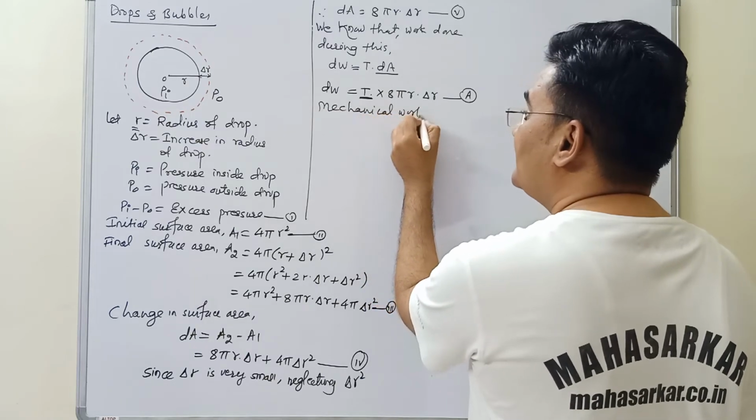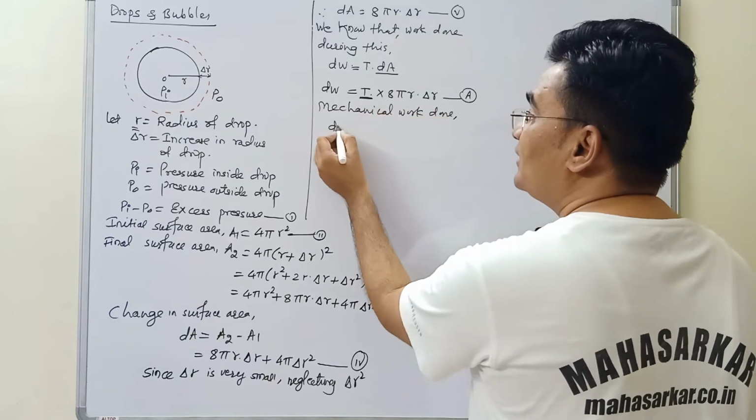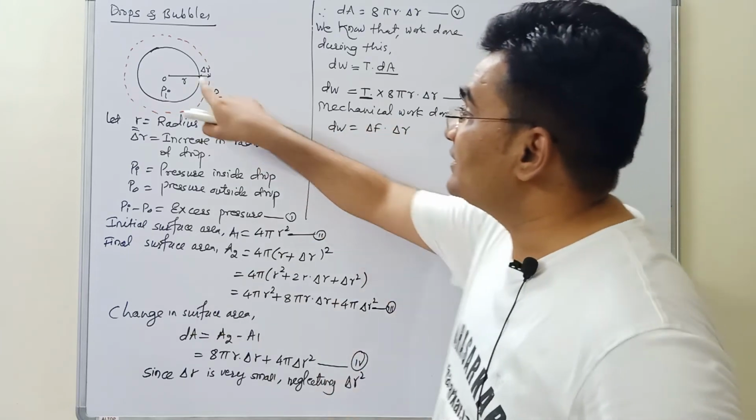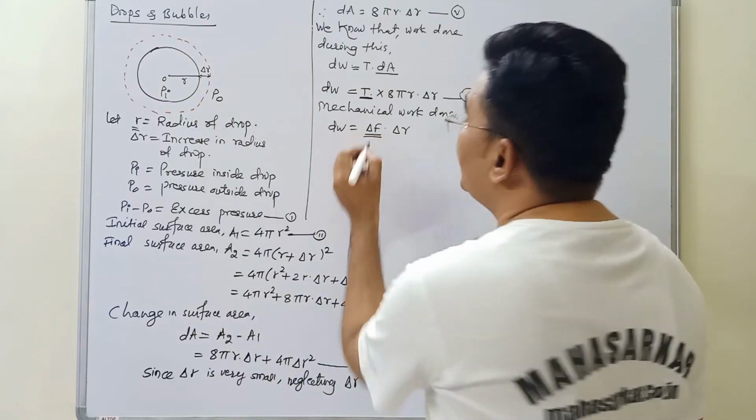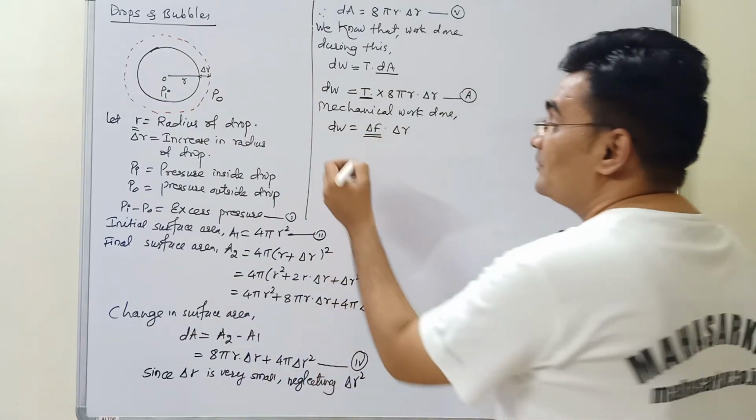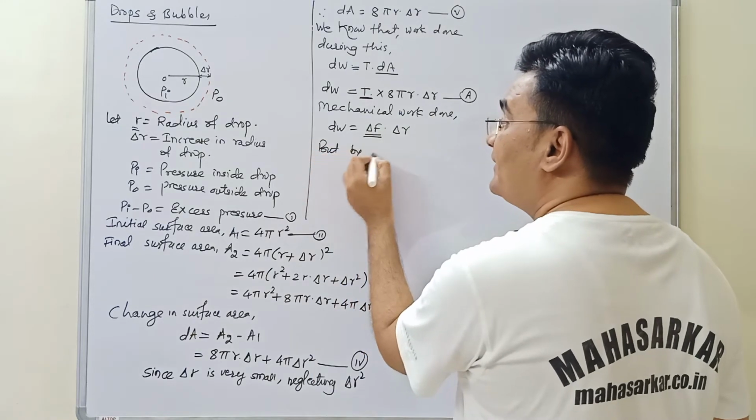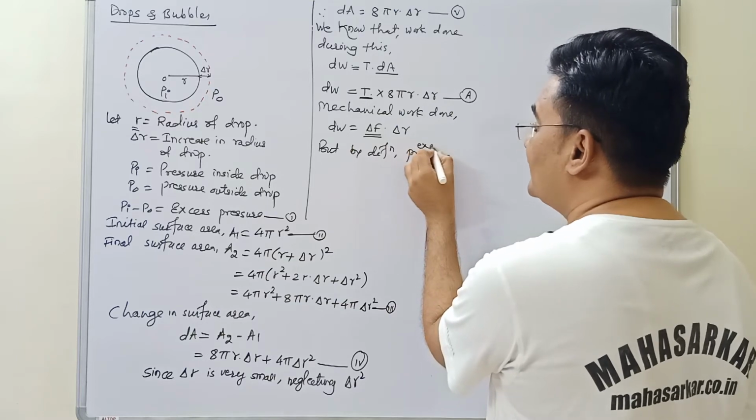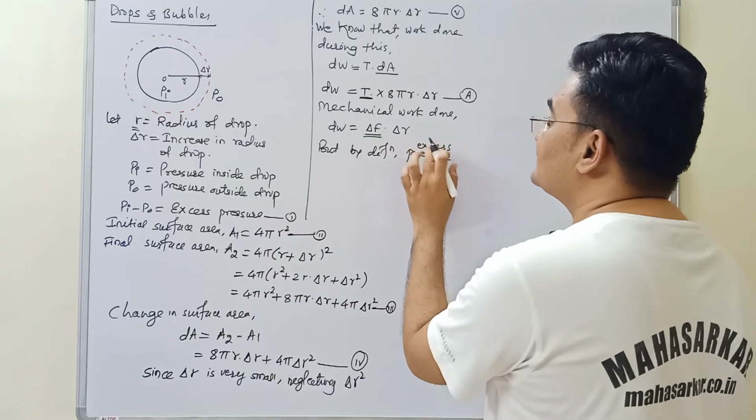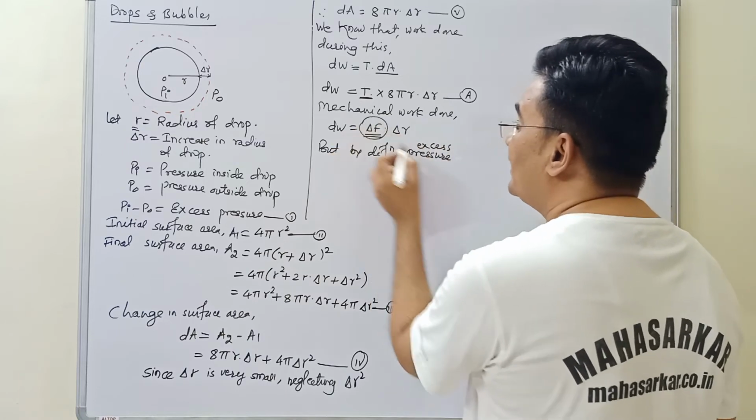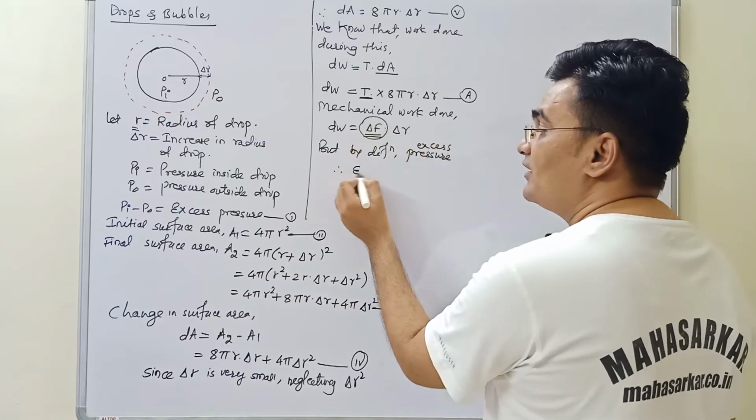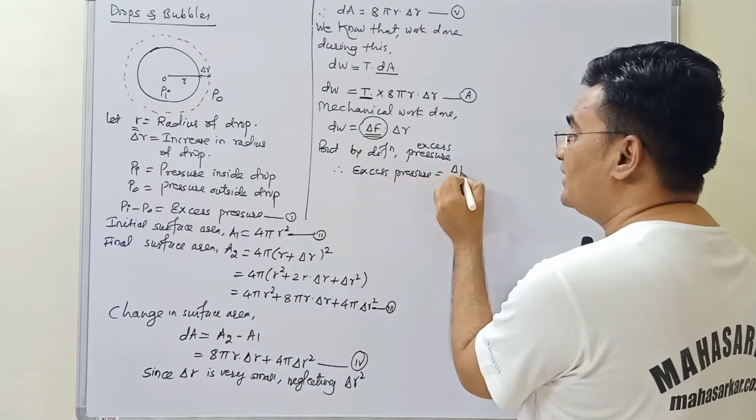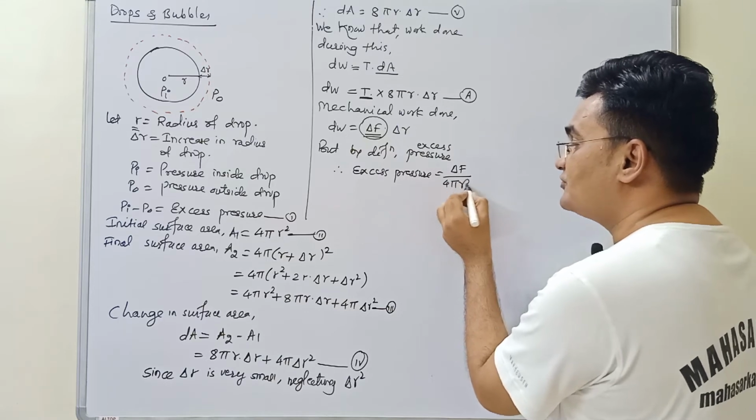Mechanical work done in the process is given by dW equal to delta F into delta r. Radius changes by delta r and applied force is delta F. But what is the formula? By definition, pressure, or instead of calling only pressure, I will say excess pressure. Why is it excess? Because this much force is required to change this pressure. So excess pressure equals delta F upon surface area, that is 4 pi r square.